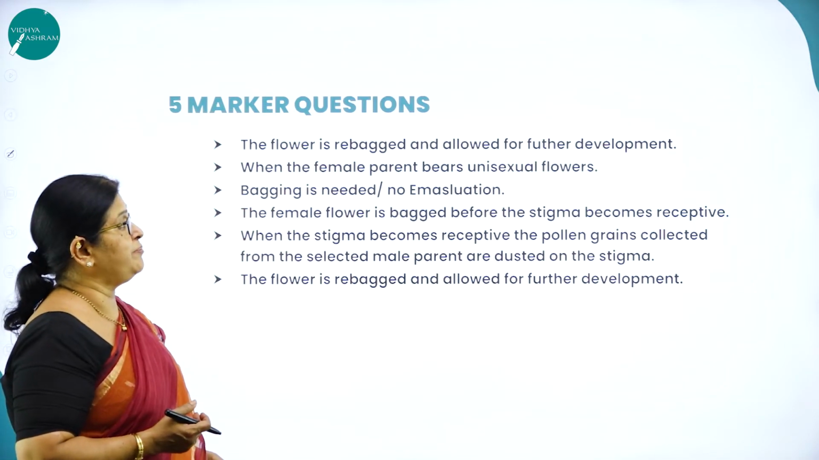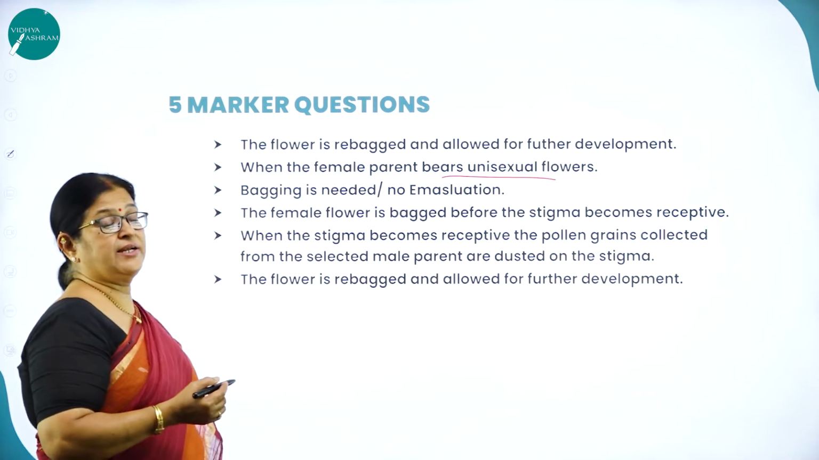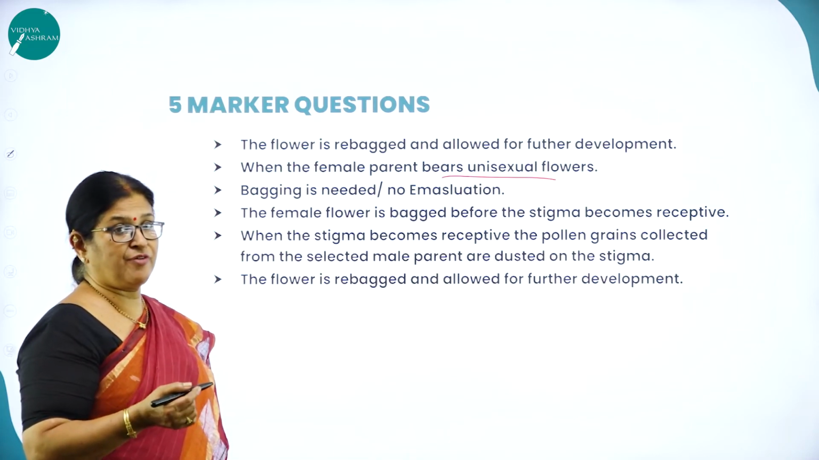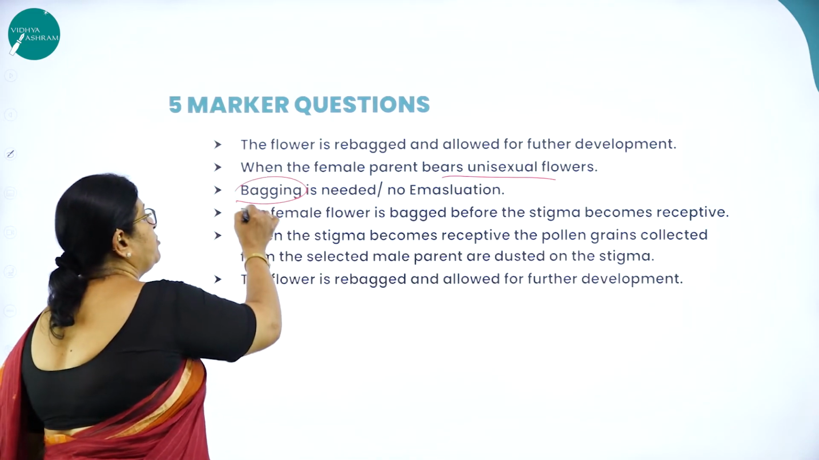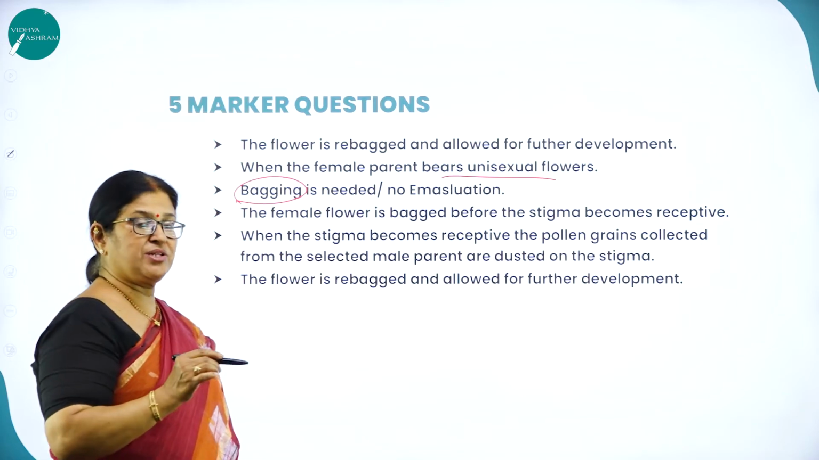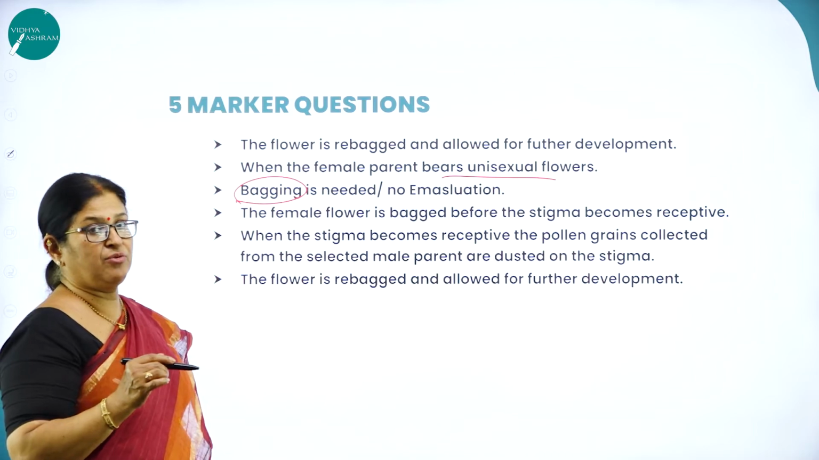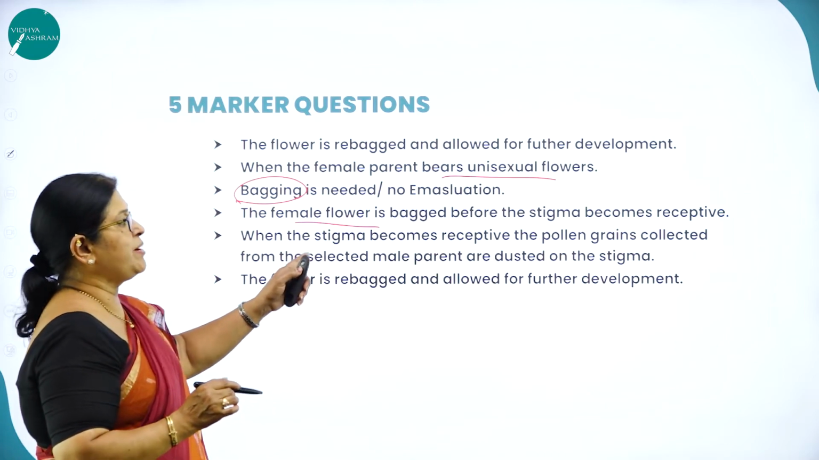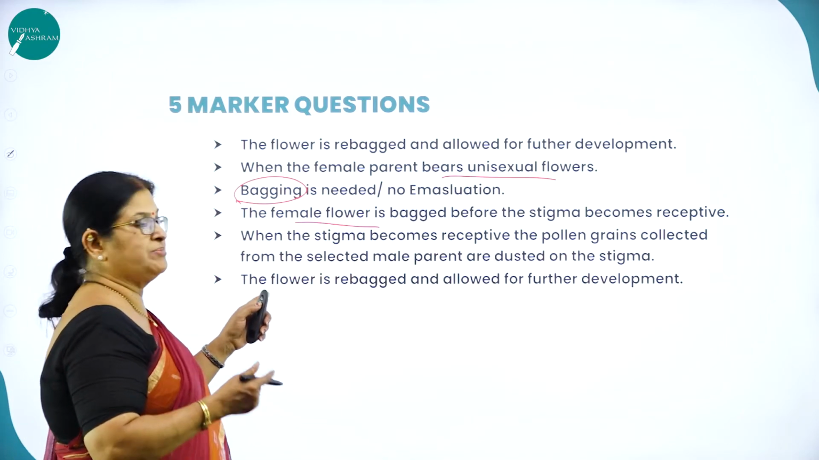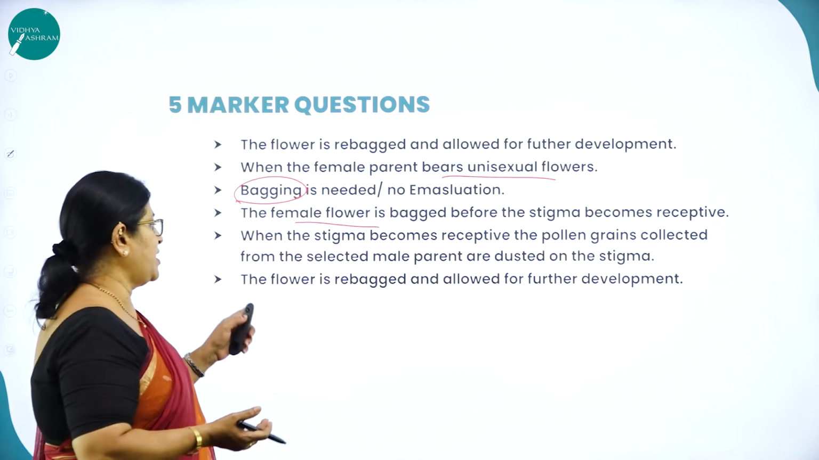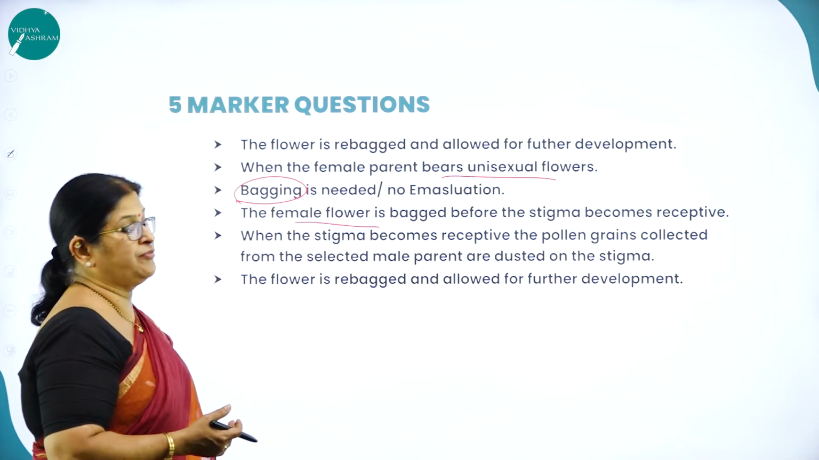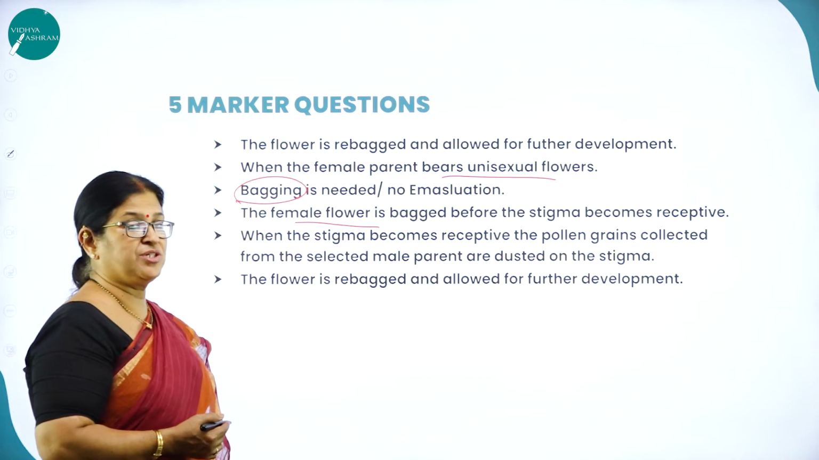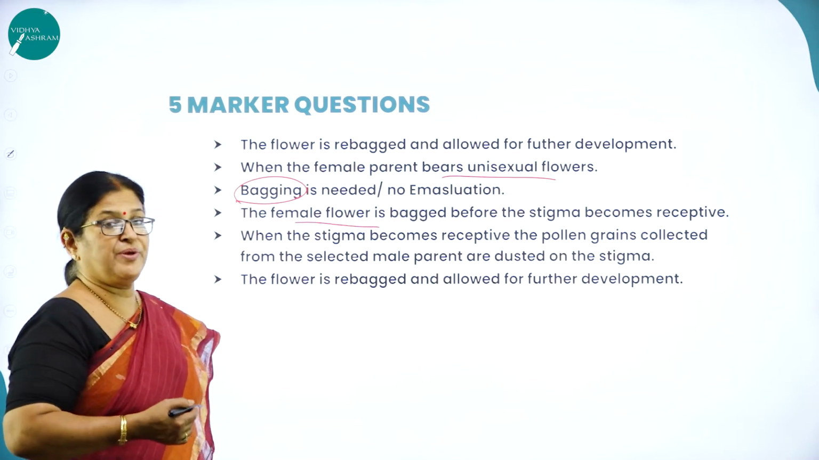When the female parent bears only female flowers, that is, when it is a unisexual female flower, the chances of unwanted pollen grains falling on the stigmatic surface are quite possible. So you need to bag it. Bagging is needed, no emasculation, just bagging, so that you can avoid the falling of unwanted pollen grains. The female flower is bagged before the stigma becomes receptive. When the stigma becomes receptive, the pollen grains collected from the selected male parent are dusted on the stigma, and the flower is rebagged and allowed for further development. These two very important techniques are applied in artificial hybridization to produce a superior variety of a plant.